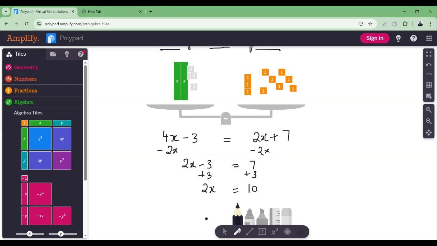Correct? Okay, good, fine. What else? What else can we do? Okay, now there is 2x only.